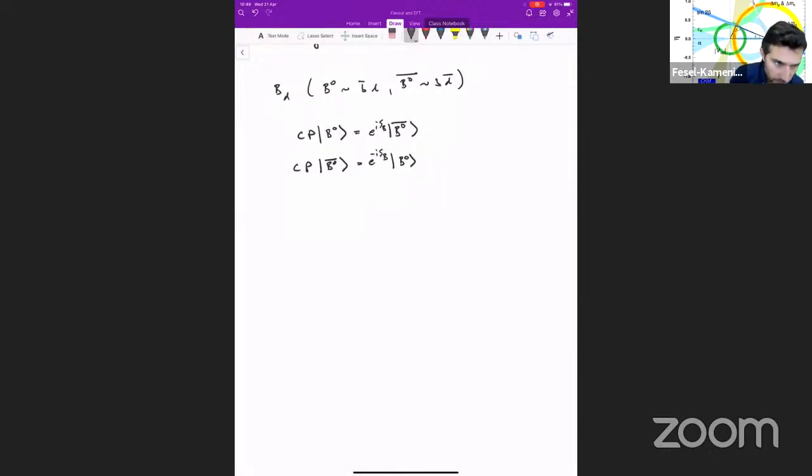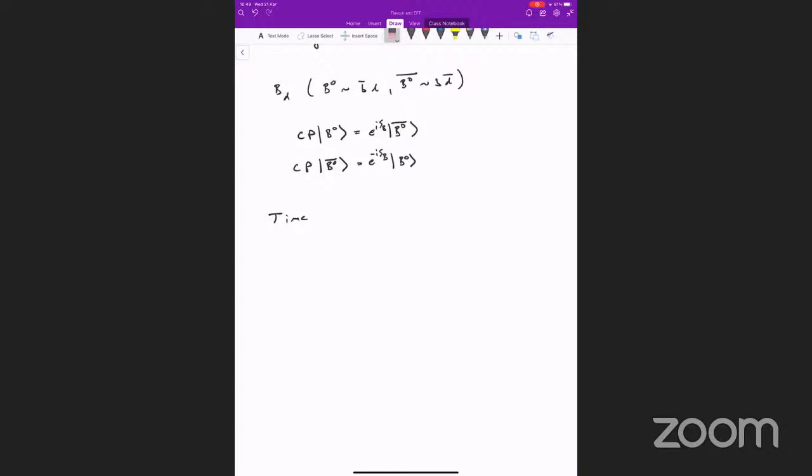Okay, so next we can observe or parameterize the time evolution of a given state, which is a linear combination of the B naught and B naught bar states. So let's consider the time evolution.